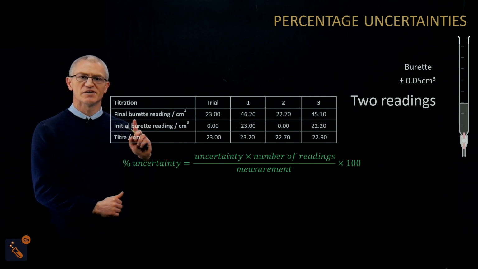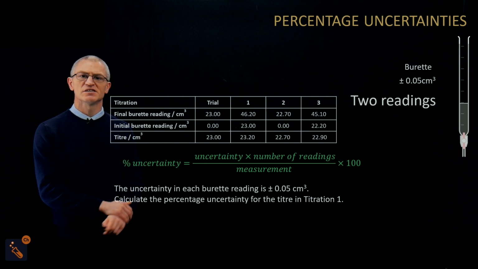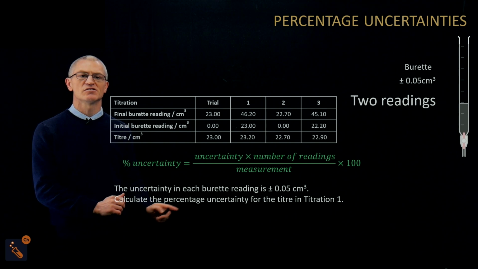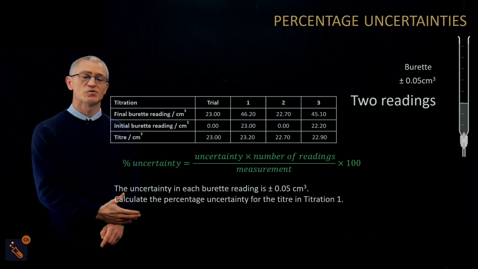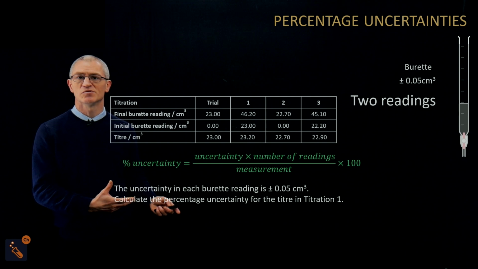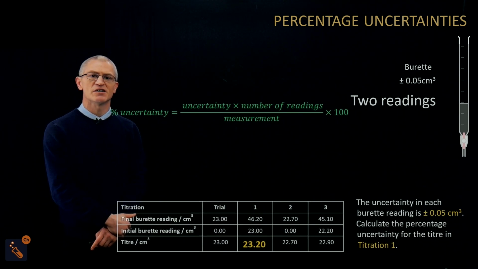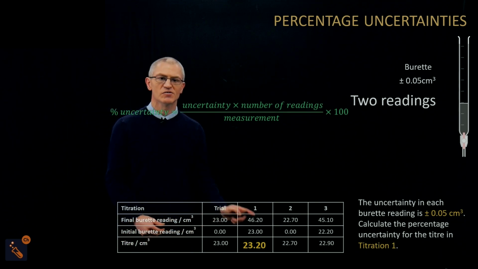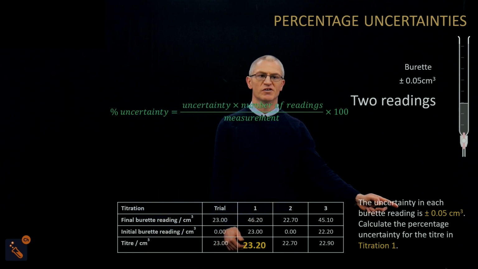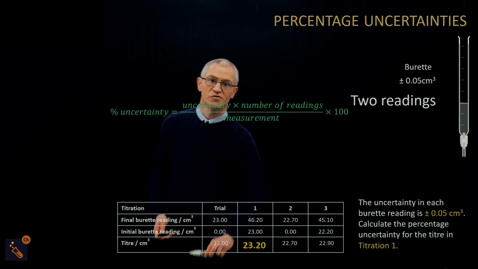So here we have all of our data, which we'll have to sift through, and our question is, the uncertainty in each burette is 0.05, and it's really nice because it says in each burette reading. Okay, calculate the percentage uncertainty for the titre in titration 1. Now, it's really important there, you read titration 1. Sometimes people do it on the wrong titration, so read carefully. So if we rearrange all that around and we highlight our information again like we did before, we are doing this titration number 1, okay, and we know our burette reading is 0.05, and we know there are 2 readings because it is a burette.